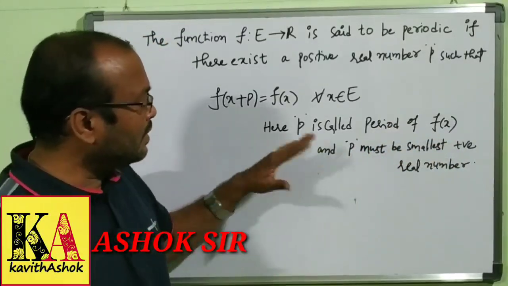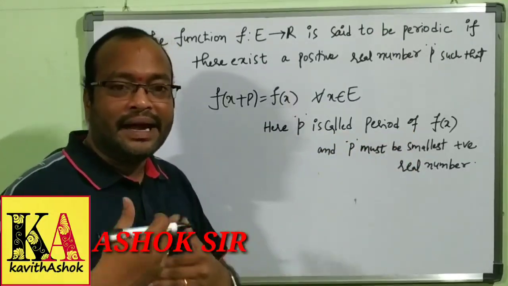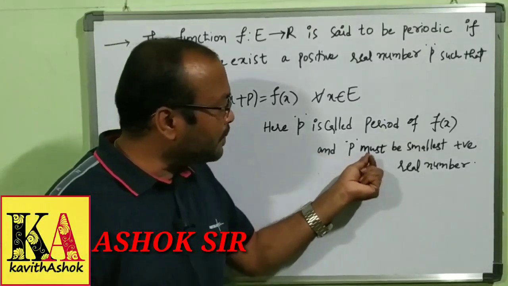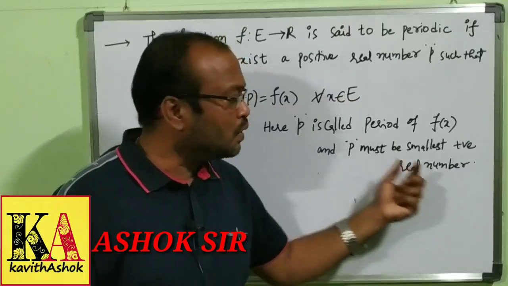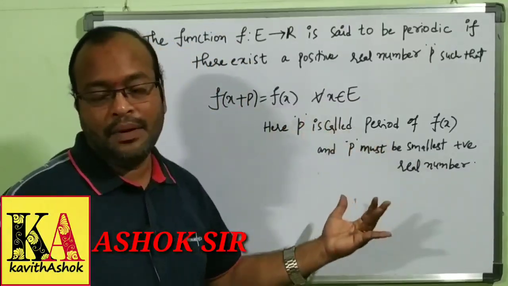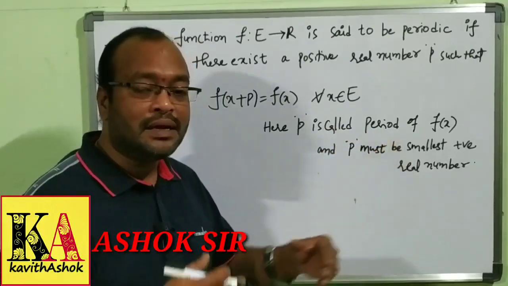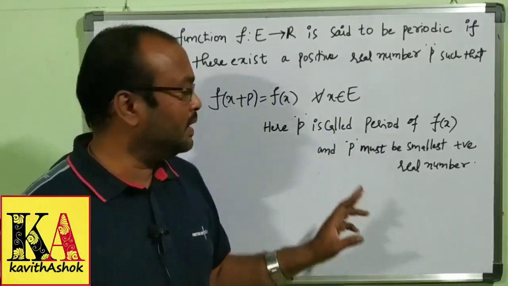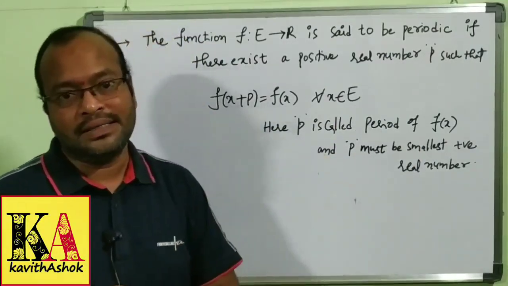At the IP level, we just calculate the period. But at the MSET, IIT level, when we want to calculate p, we have to take p as the smallest positive real number. I will explain a problem to show when we use the ordinary period and when we use the fundamental period. While explaining the problem we will see that.